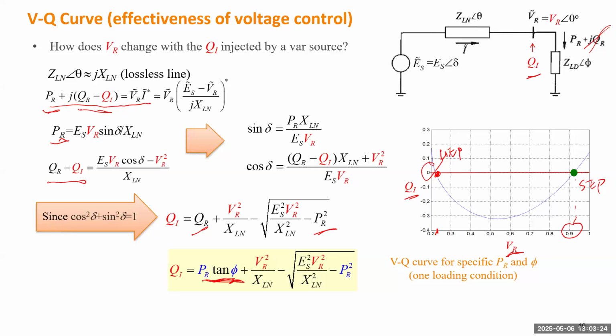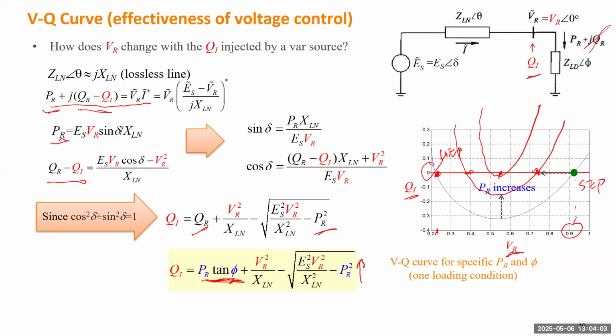So if we increase the active power, okay, this VQ curve only indicates one condition with a given PR and phi, but if we increase the power, increase the load, the VQ curve will move up. So the curve may look like this one, which means the two equilibrium points will get closer. When you further increase the load, finally the two equilibrium points will merge. That is exactly what happens with the saddle node bifurcation.